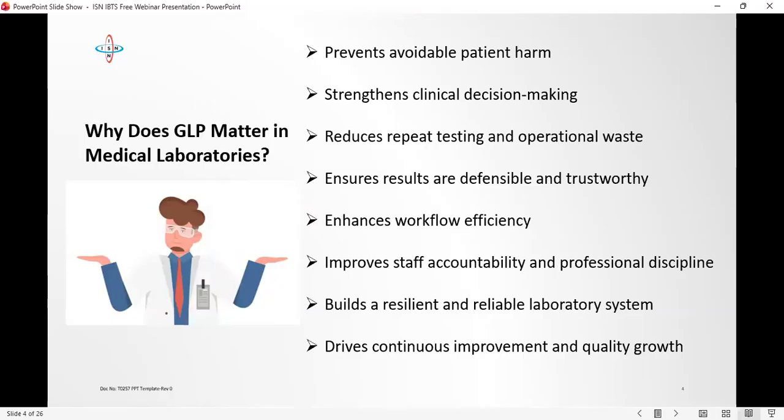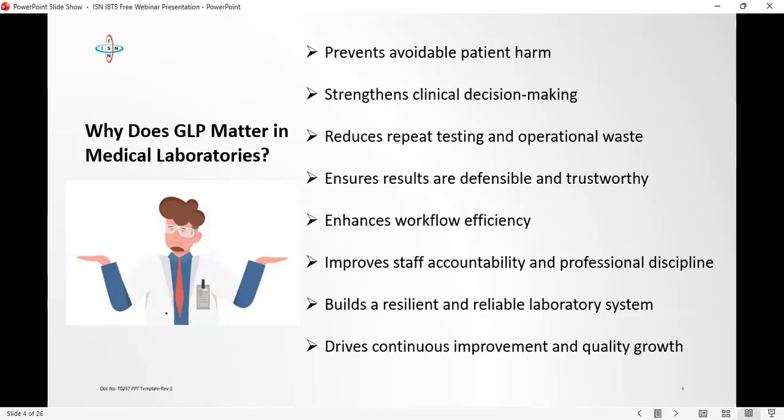This is the difference between just doing tests and practicing good laboratory practice. We find that a lot of facilities are just running tests, but they don't practice good laboratory practice. And this is why this webinar is here, right? So why does good laboratory practice matter in the medical laboratory? It helps to prevent avoidable patient harm.